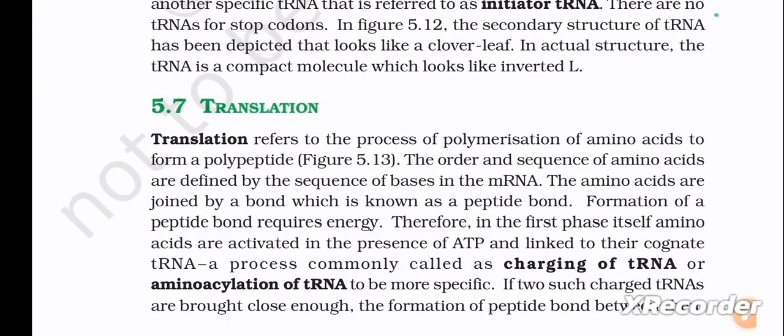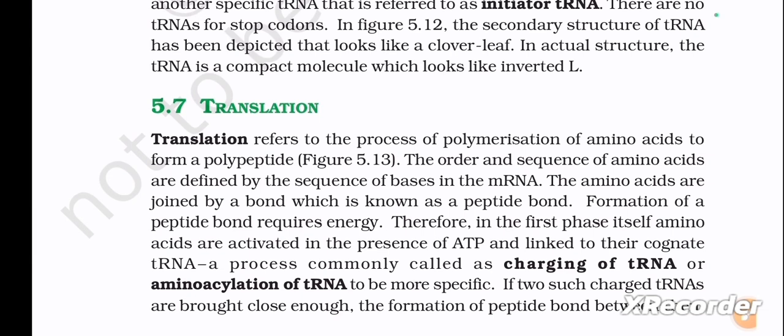Next is 5.7, translation. Translation is referred to as a process of polymerization of amino acids to form a polypeptide, figure 5.13. The order and sequence of amino acids are defined by the sequence of bases in the mRNA. The amino acids are joined by a bond which is known as a peptide bond. Formation of a peptide bond requires energy.